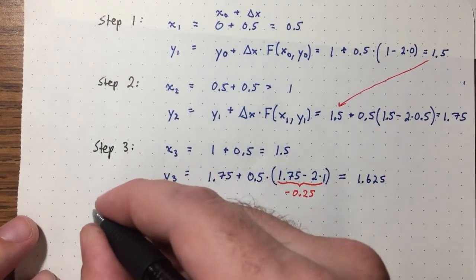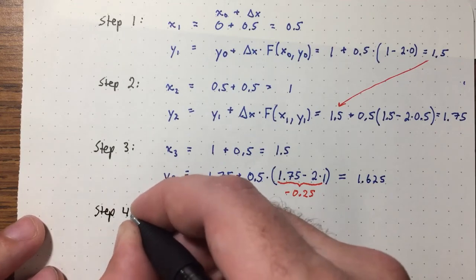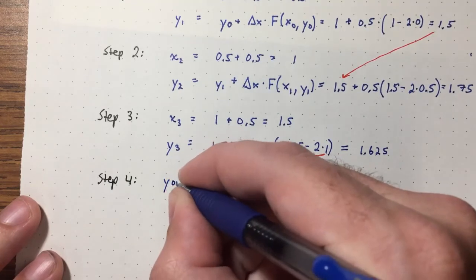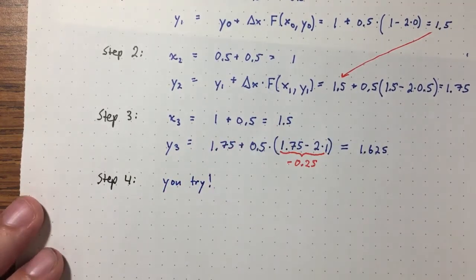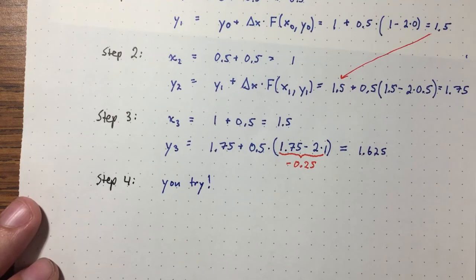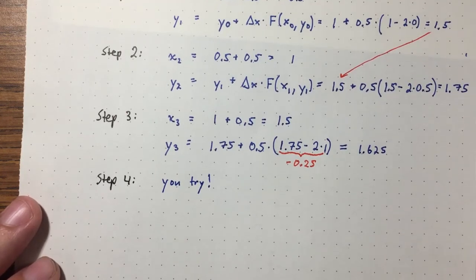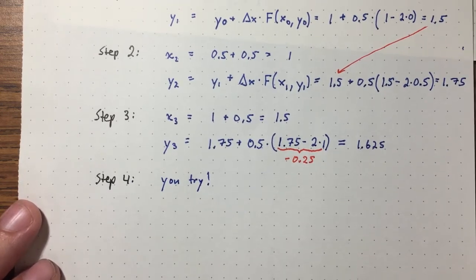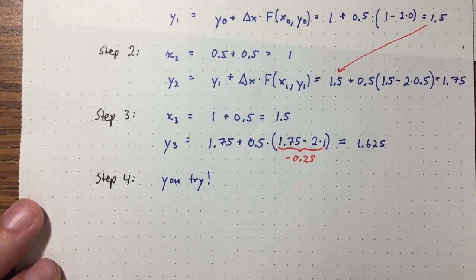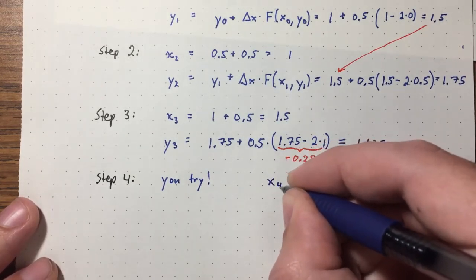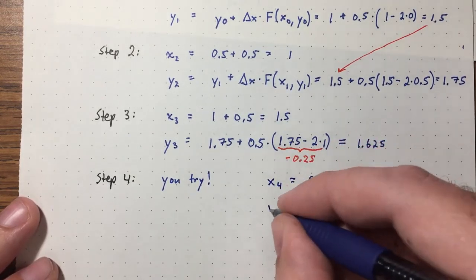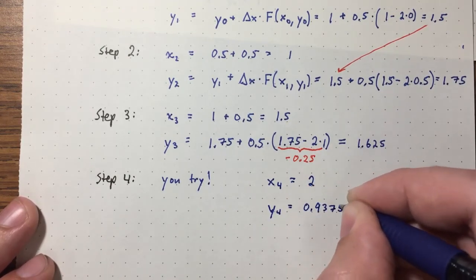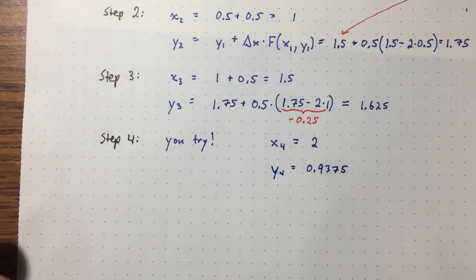And now step four. I'd like you to try step four. So pause the video for a second, see what numbers you get for x4 and y4, and then I'll tell you what I got for them. Okay, so I think we get x4 is 2 and y4 is 0.9375.